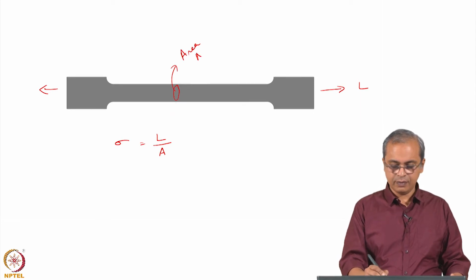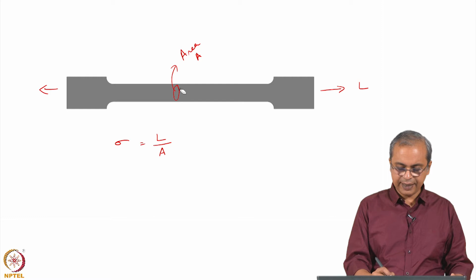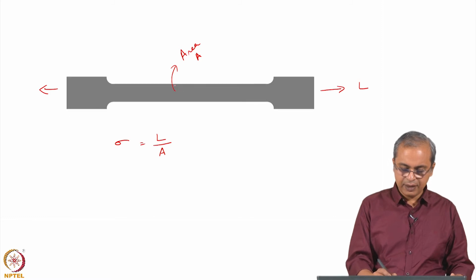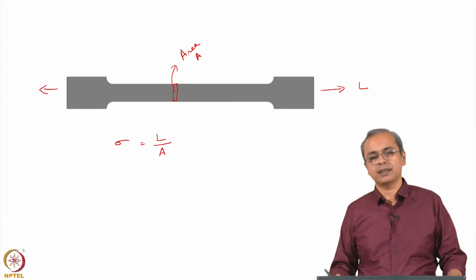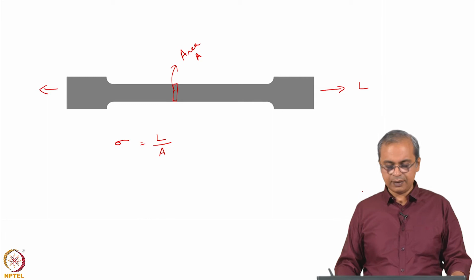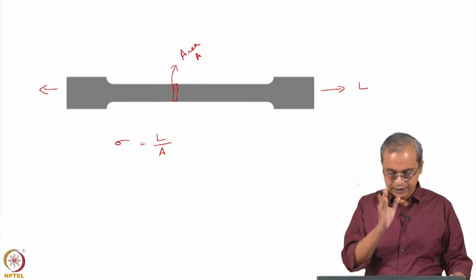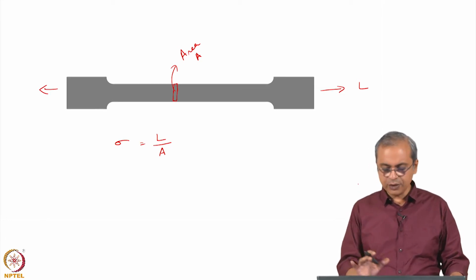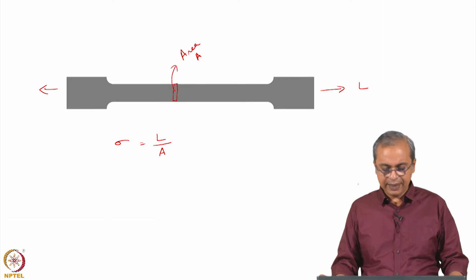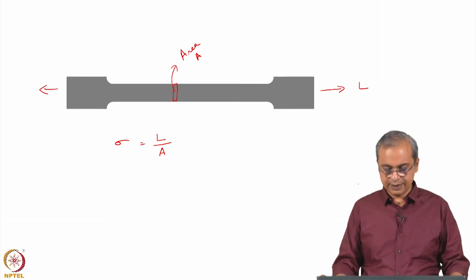Okay, so let us say it is a rectangular cross section. In that case, you will have some cross section that looks like that, and that cross sectional area is A. That is the cross section if you cut the sample down. So, this is the stress that you are applying and you get a strain in this sample.